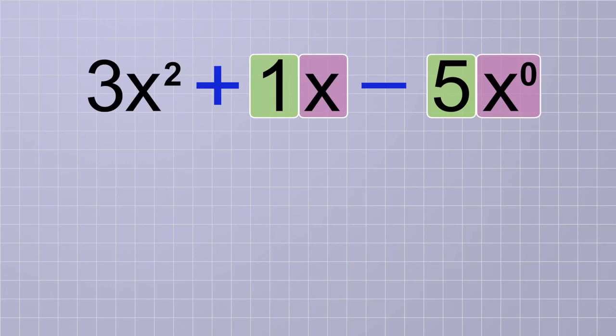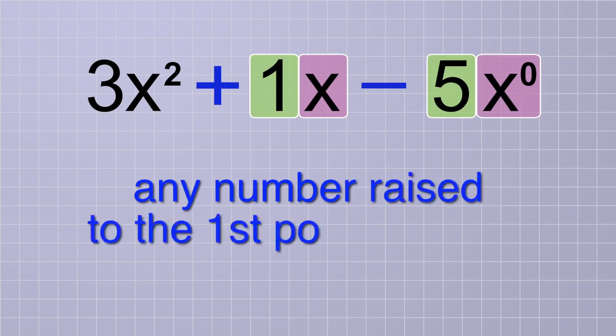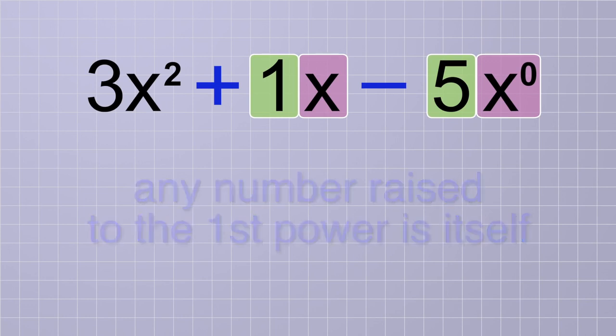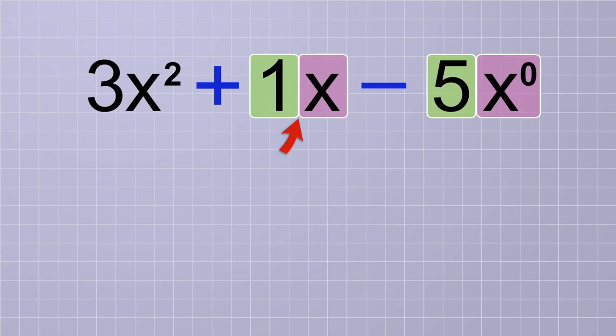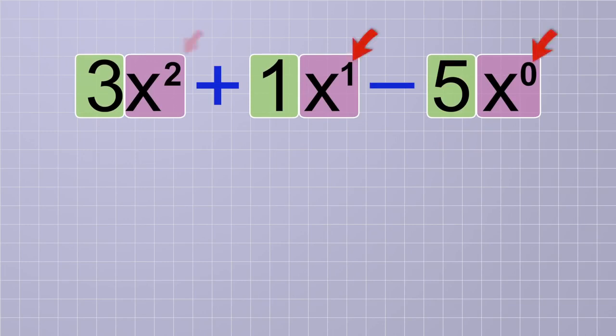But it makes sense, especially if you remember the other rule from the last video. That rule says that any number raised to the first power is just itself, which helps us see that this middle term is basically the same as 1x raised to the first power. Now do you see the pattern? Each term has a number part, and each term has a variable part that's raised to a power, 0, 1, and 2.